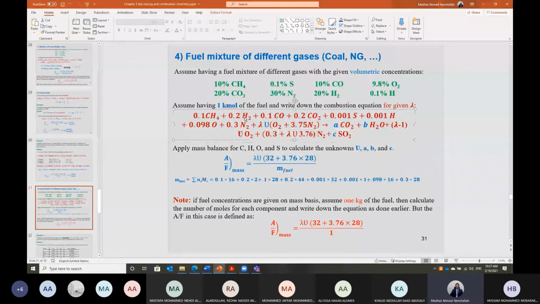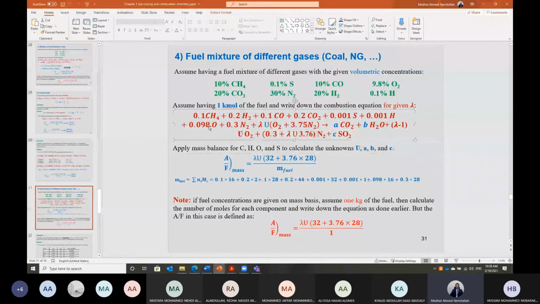Mass of fuel, this is the fuel starting from this point, 0.1 CH4, and ending at 0.3 N2. All of this is considered as fuel. Okay? So the mass of fuel will equal the summation of number of moles multiplied by the molecular weight. It will be 0.1 multiplied by the molecular weight of CH4, which is 16, plus 0.2 multiplied by the molecular weight of hydrogen, which is 2, and so on, until we reach the final component of the fuel, which is N2. We have 0.3 here, N2.